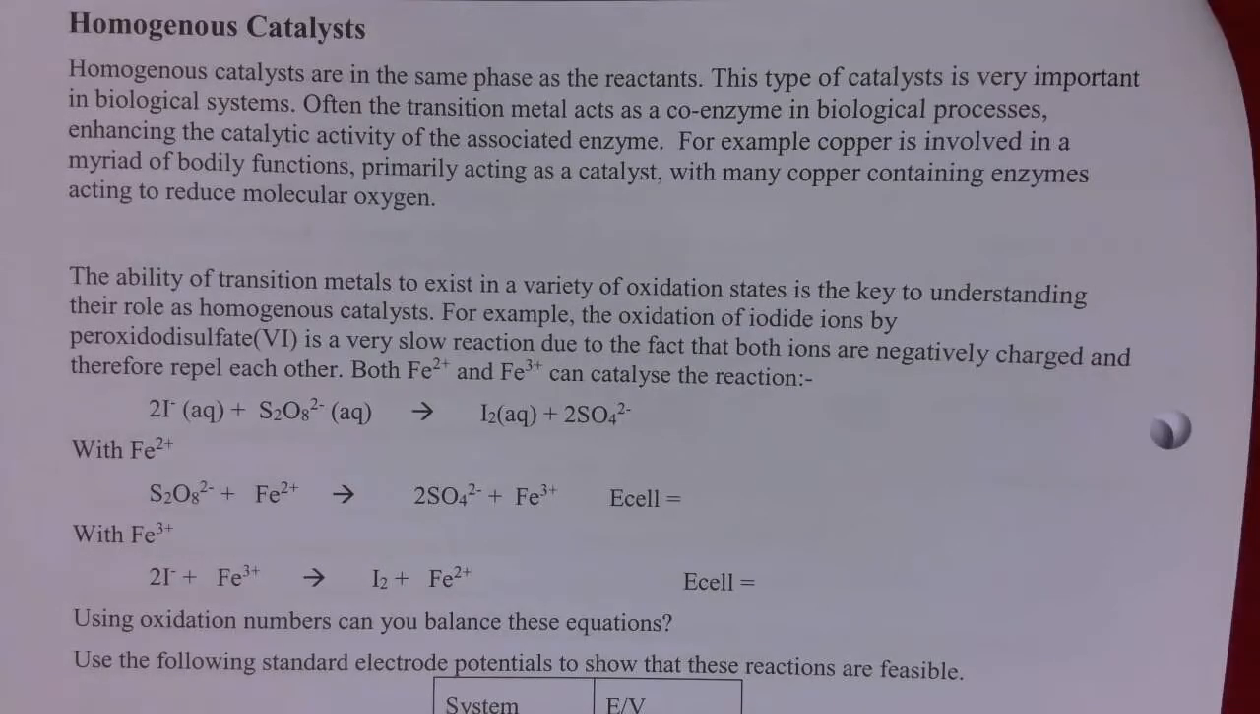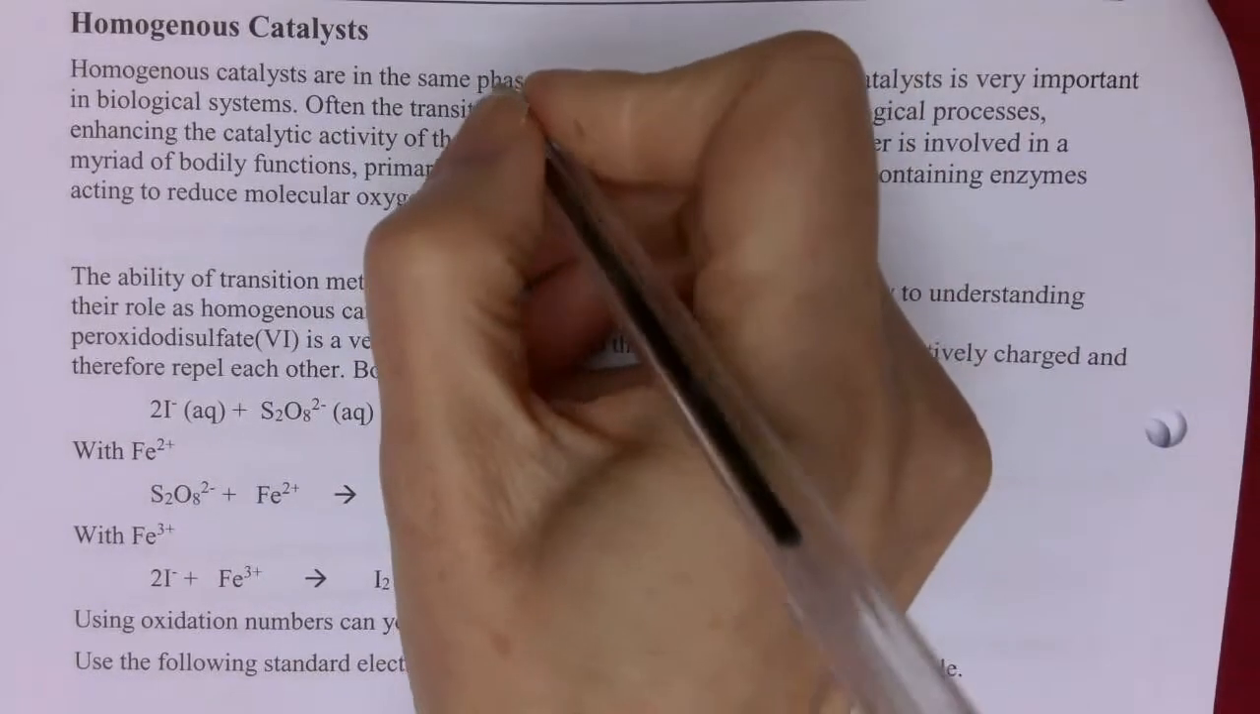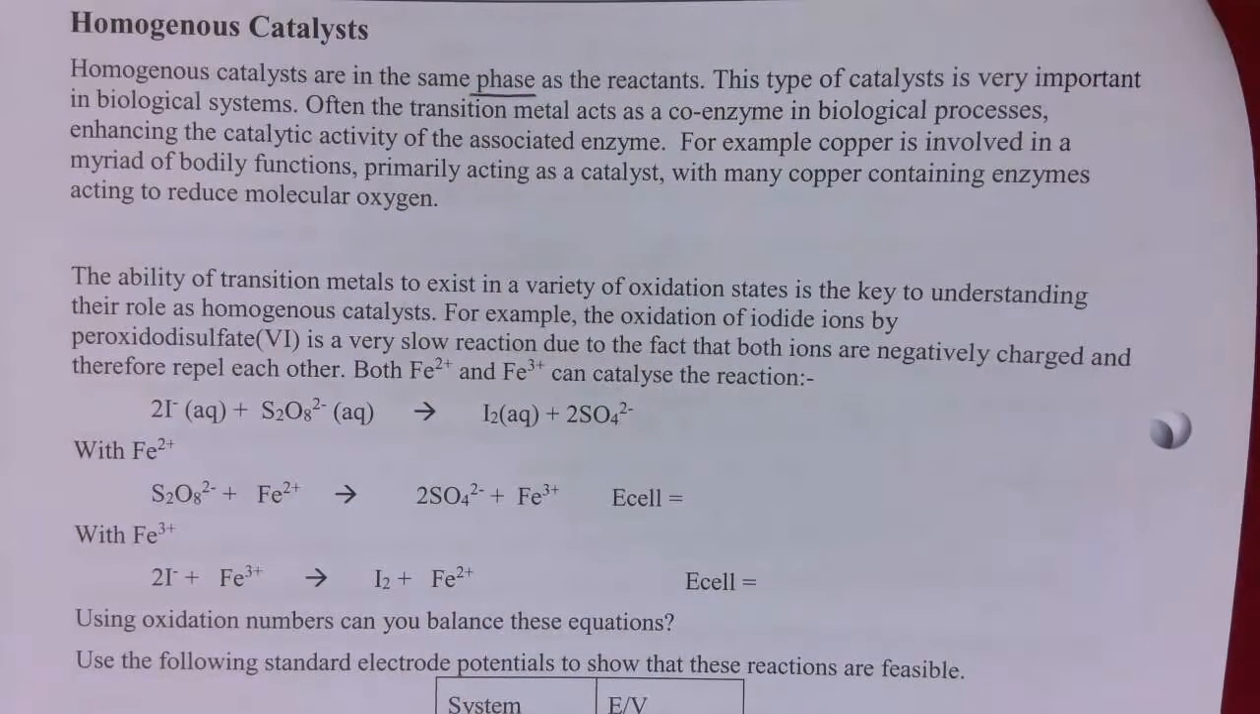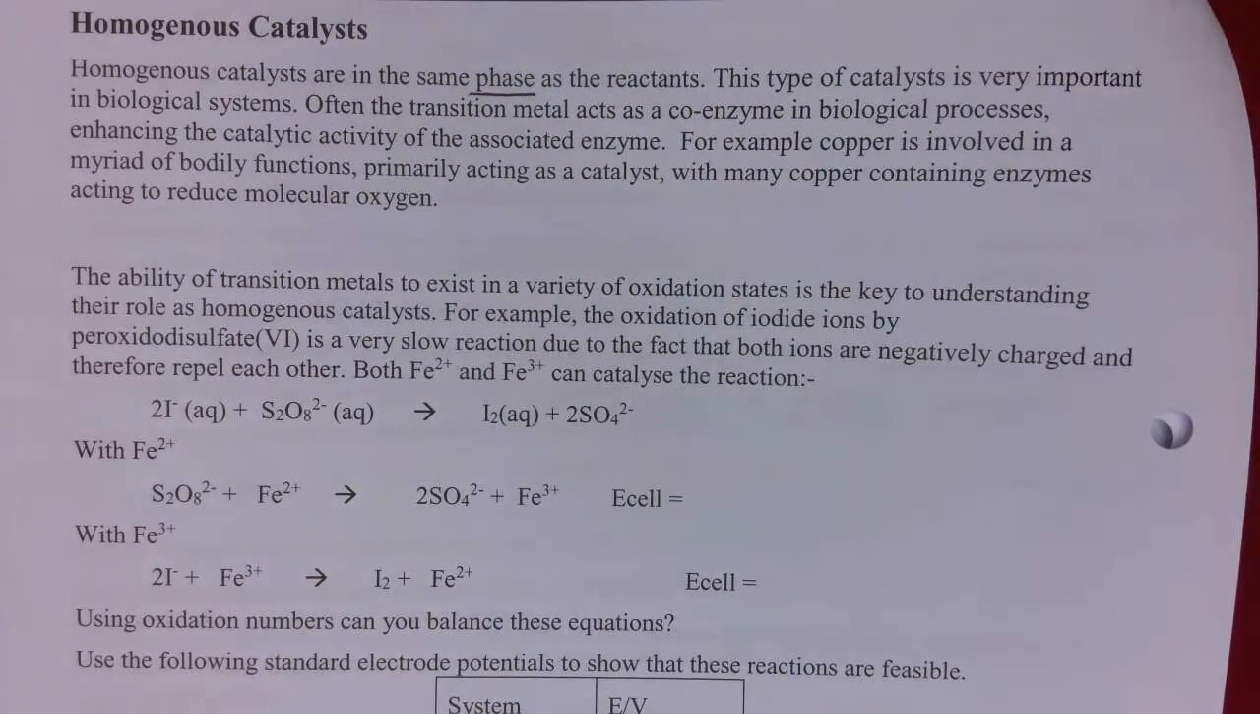So skipping over the practical demonstrations on the previous page, we're now looking at homogeneous catalysts. And if you remember, a homogeneous catalyst is one which is in the same phase as the reactants. Quite often we find this in biological systems rather than industrial systems. In industry, remember, we'd always rather use a heterogeneous catalyst because it's much easier to separate. However, in biochemistry, it's quite often homogeneous catalysts.